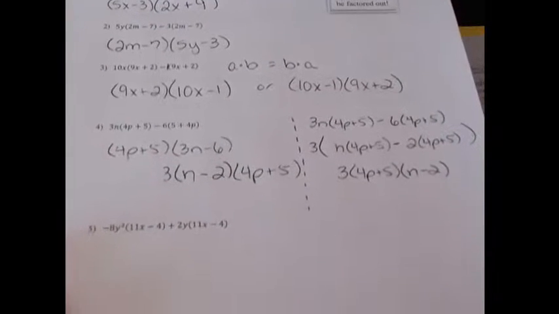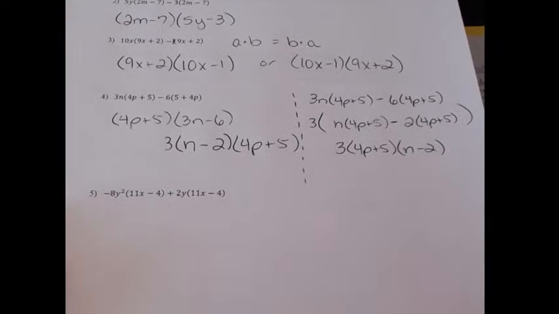Check out number 5. Negative 8y to the second power times 11x minus 4 plus 2y times 11x minus 4. This is your last problem. Make it the best. Let's see what you got, starting now. Okay, let's take a look.